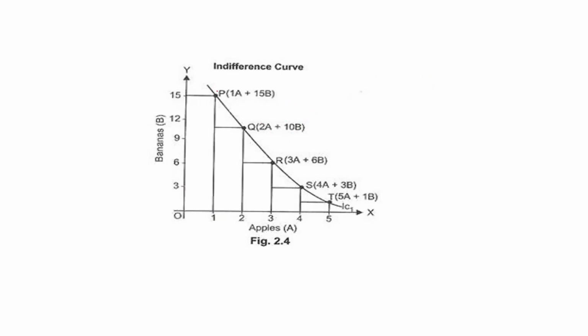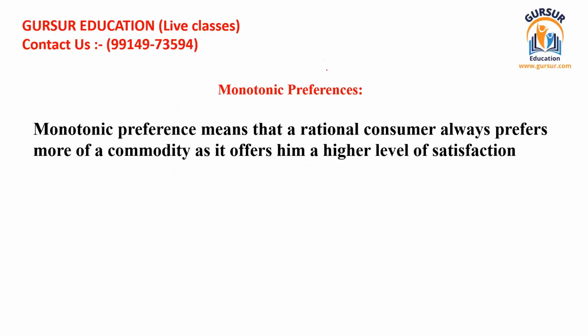So when we combine all the coordinates and plot a curve on that, that curve is known as the indifference curve. The name indifference has been derived from the idea that the consumer can be completely indifferent towards any combination, because any combination is going to give him the same level of satisfaction. So it's all about that.